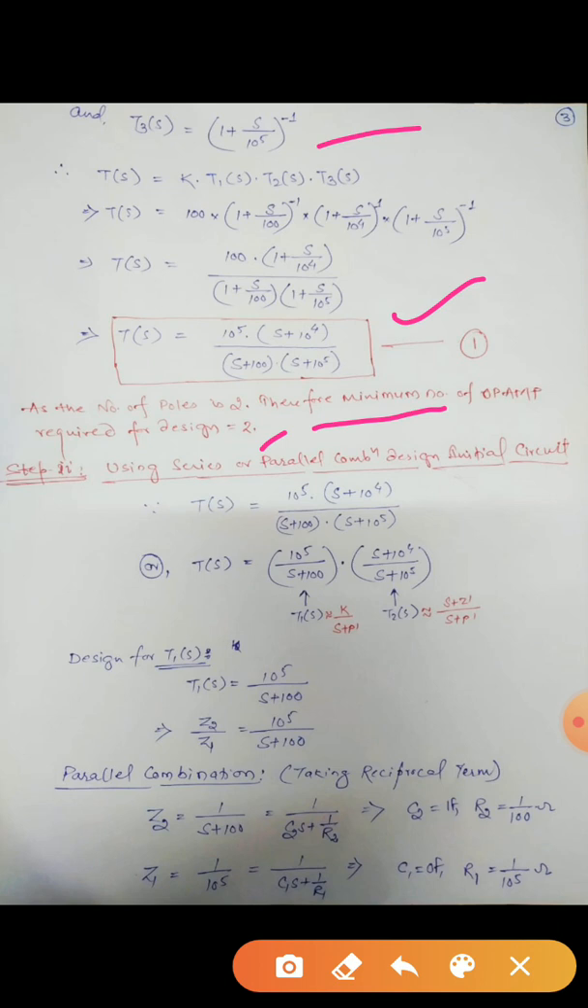So now I am distributing it into two different transfer functions. The complete transfer function T of S is nothing but the multiplication of two sub transfer functions. Why am I dividing this complete transfer function into two sub transfer functions? For designing of the circuit.